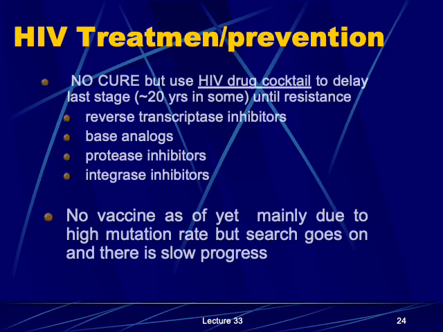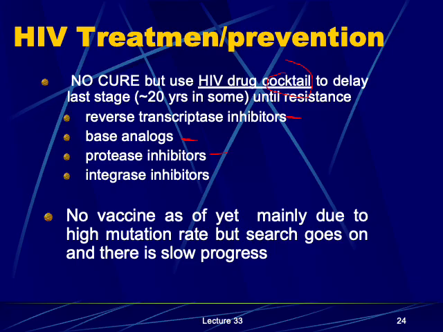Well, how about treatment, prevention? Like I said, there is no cure. However, over the last about 30 years, they've come up with a lot of different drugs to at least slow down the virus. And they're usually given in cocktails, meaning several drugs at a time are given to a person. For instance, reverse transcriptase inhibitors, things that just inhibit the reverse transcriptase enzyme, slow it down. Base analogs, those that are targeted mainly for reverse transcriptase.